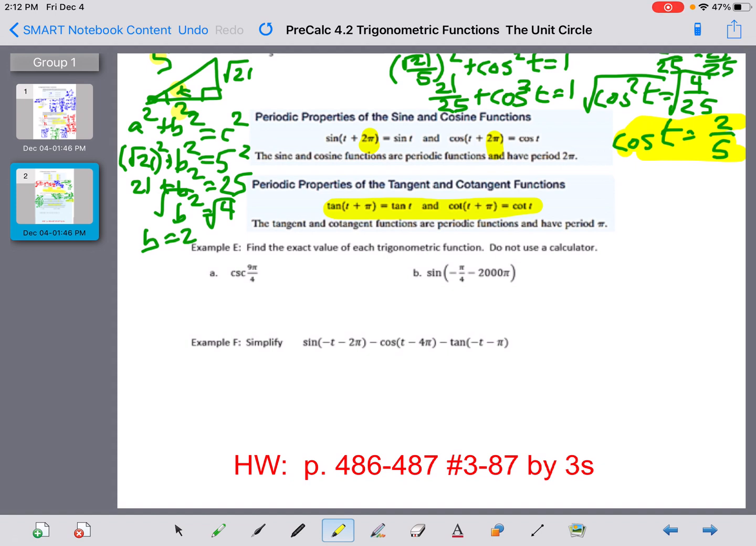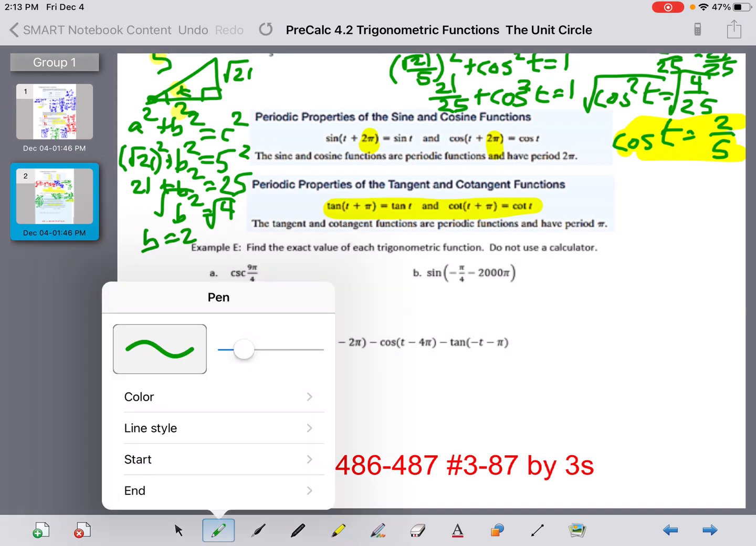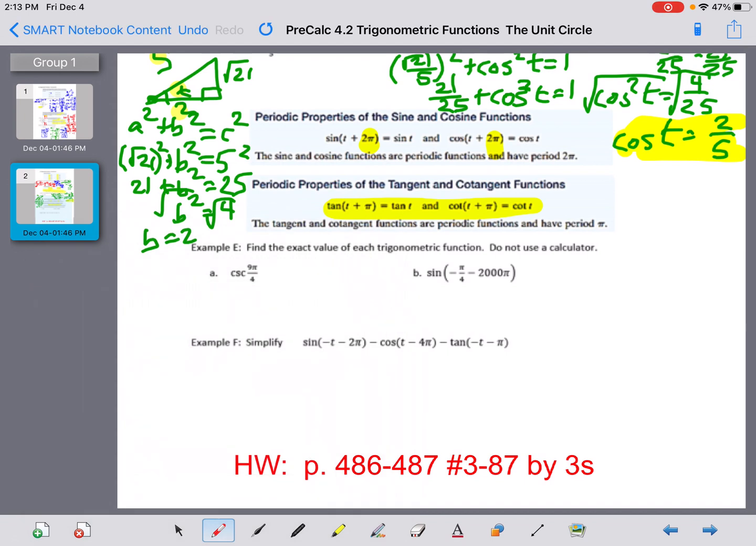When I look at A and B here and it says find the exact value of each trig function, do not use a calculator. The key is figuring out how far around the circle I am, or how many times I went around the circle and where I landed once I finished. So when I see cosecant of 9 pi over 4, well, 9 pi over 4 is bigger than 2 pi, so I subtract 2 pi. Think about those coterminal angles we did back in 4.1.